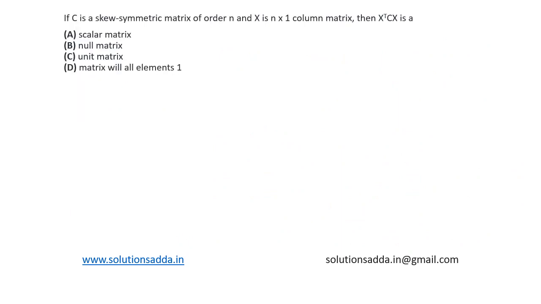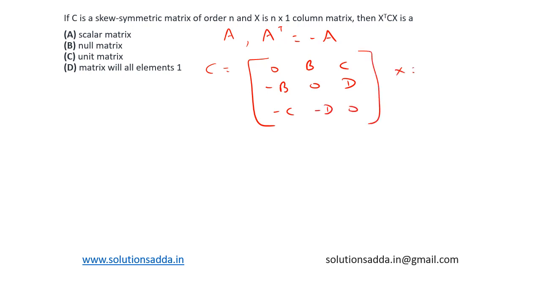This is a question from linear algebra. If C is a skew-symmetric matrix of order n and X is an n cross 1 column matrix, then X transpose Cx is. First of all, a matrix A is said to be skew symmetric if A transpose is equal to minus A. Now let's consider C to be a skew symmetric matrix: 0 B C, minus B 0 D, minus C minus D and 0. Now let X be an n cross 1 column matrix of order P, Q and R.